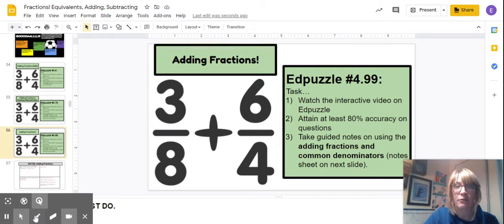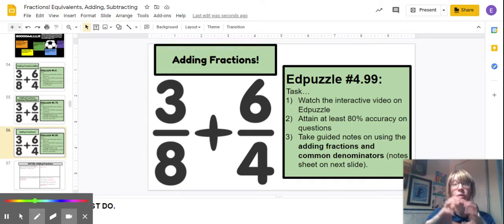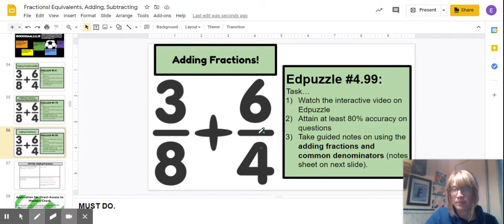Hello. So we are going to be adding fractions. We now know about common denominators. We kind of get the idea of what we need to analyze before we can add fractions. So here we go. We have two fractions here. We've got 3/8 and we want to add 6/4 to it.